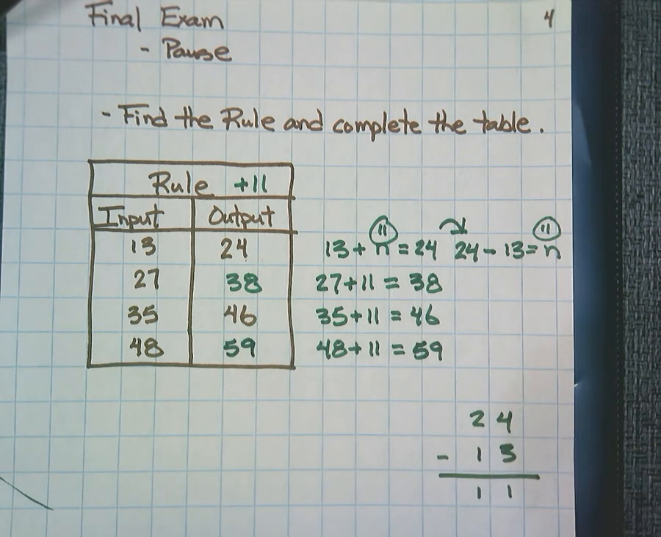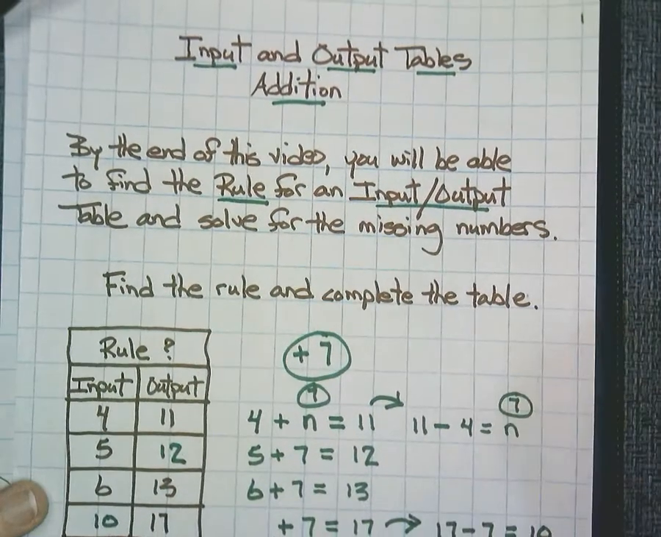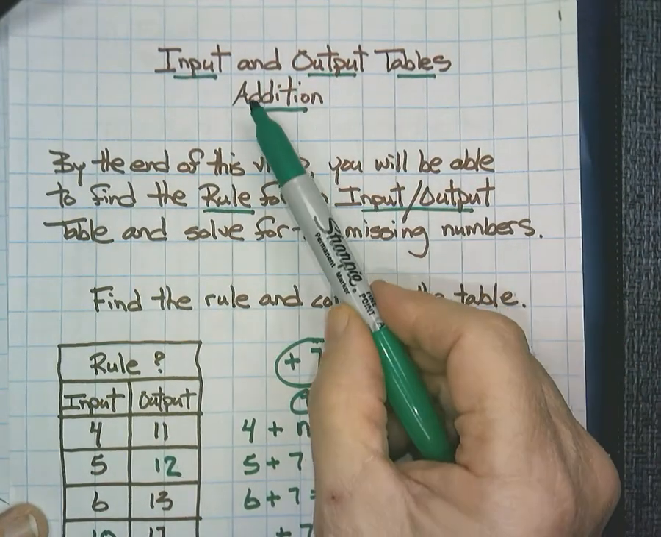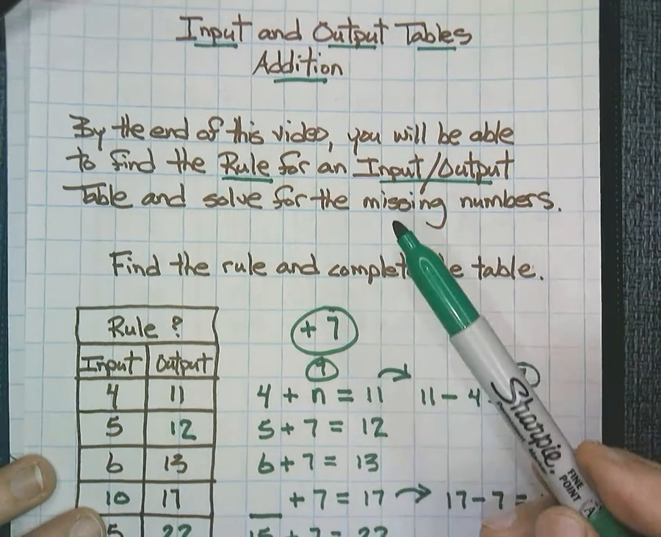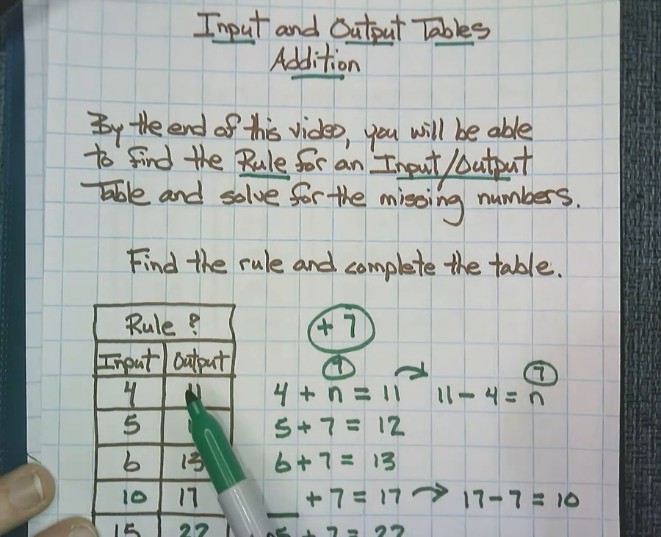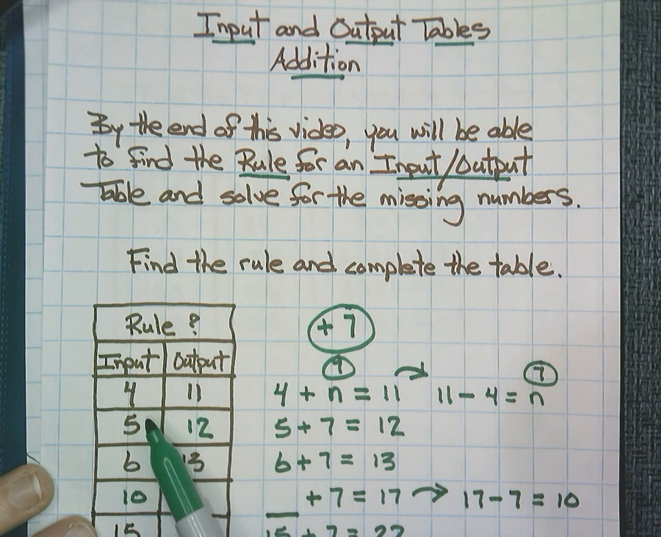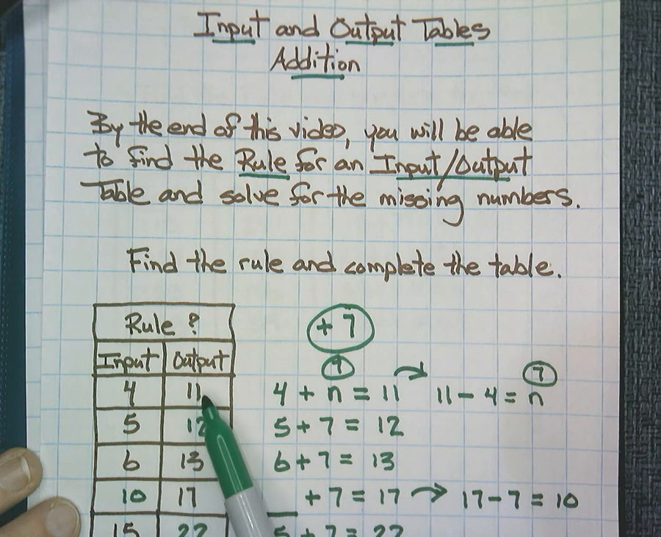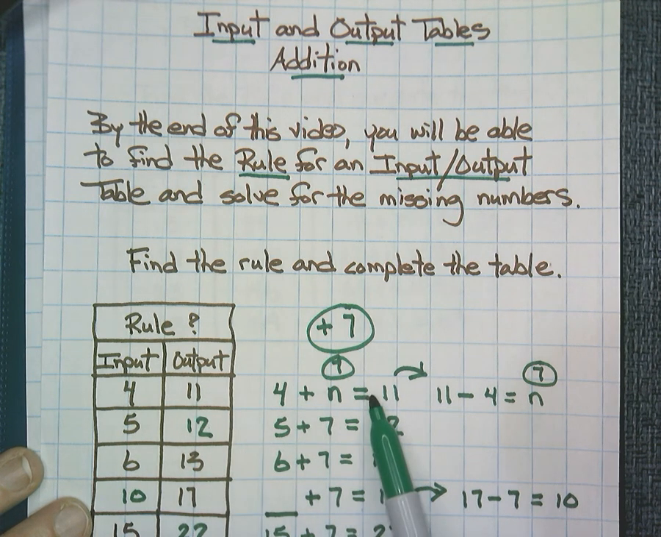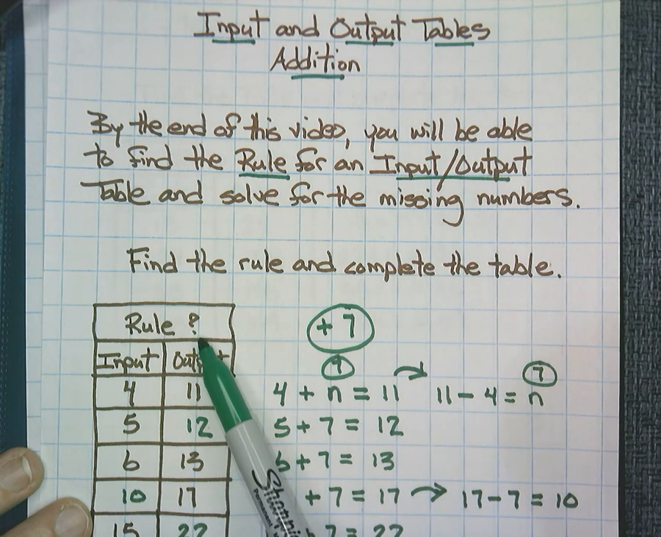Okay, so reviewing today, our topic was input and output tables. We focused on addition. We said that our strategy is to do a decision chart and decide if we are adding or subtracting, multiplying, or dividing. We use an equation and our knowledge of fact families to solve and to help find the rule and then to solve.